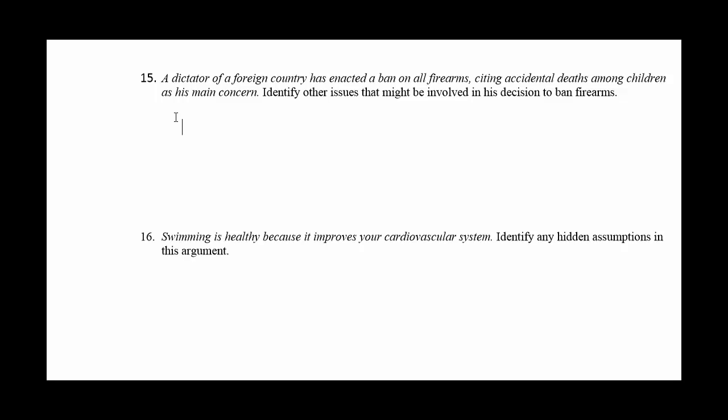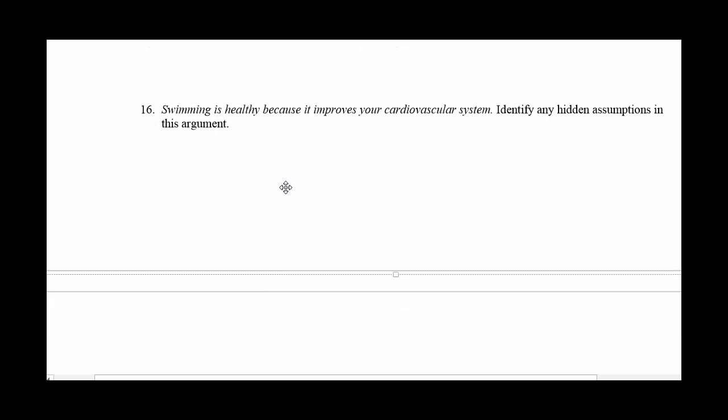And the big one that I can think of is he's a dictator. No firearms means no rebellion. Now, that's one possible issue that he might be using, but in my mind, when I see dictator of a foreign country, that's what I'm thinking. If he's got control over the firearms, then he's also exhibiting some sort of control over citizenry. But again, there's lots of other possible things that you could say here that would be worth giving full credit on.